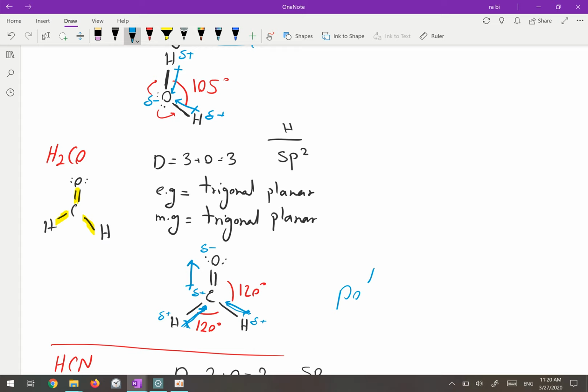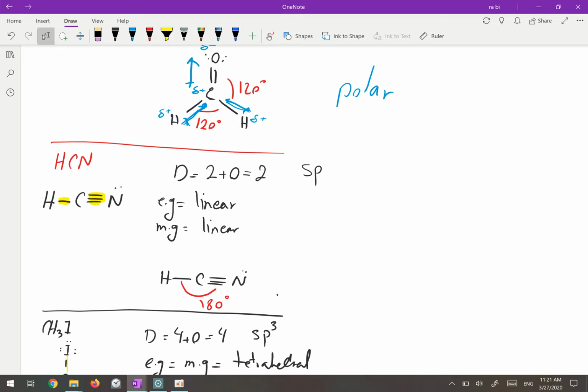Okay, for HCN, we have shown that you have one dipole moment in this direction, the next one in this direction, so your molecule becomes polar. For a linear molecule, if you have two polar bonds in opposite directions, they can cancel out each other and the molecule becomes nonpolar. But if the two dipole moments are in the same direction, or if two dipole moments are not equal, they cannot cancel out each other, so your molecule remains polar.